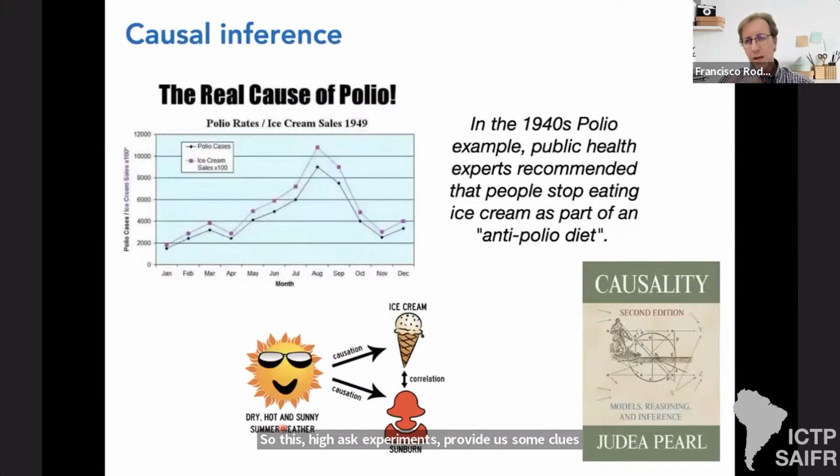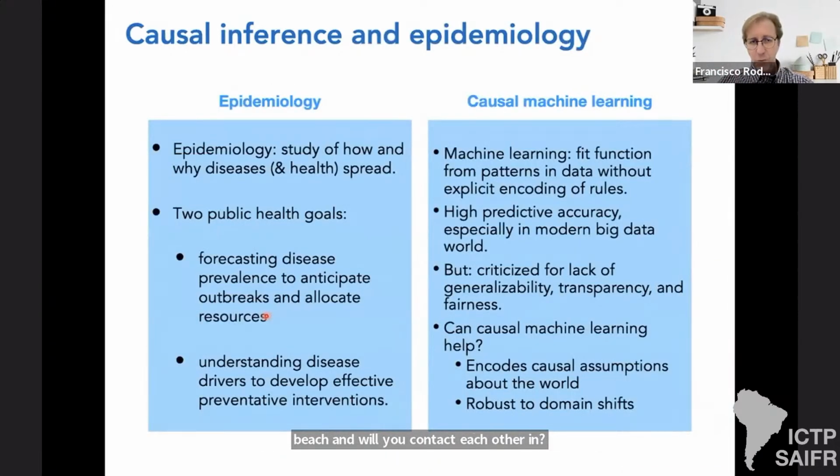Okay, and also we have epidemic spreading. So in this epidemic spreading, we use causal inference. In the case of causal inference, we have that correlation does not imply causation. Here you have, for example, the case of polio in the US. Here you have the consumption of ice cream. Here you have the number of new cases of polio. And you verify a very good correlation, but they are not causing each other. What is causing it is the summer. Okay, so in the summer people will move to the beach and will contact each other, and this will increase the number of cases. Okay, so following this idea, we wanted to connect epidemiology with causal machine learning.